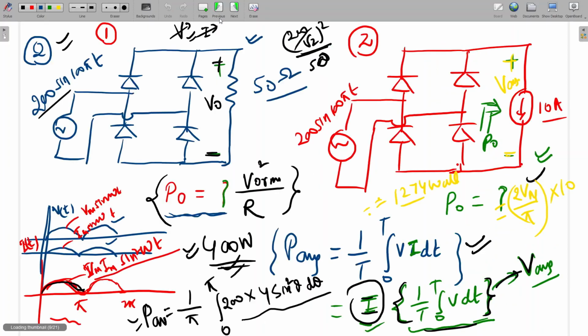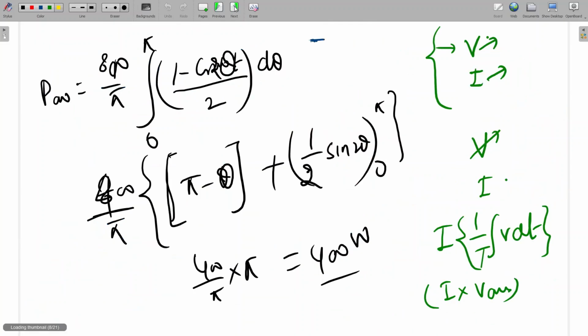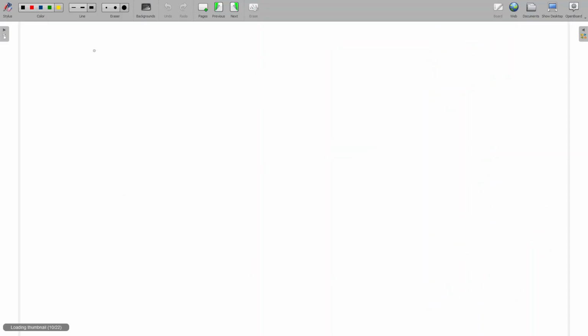Sir, in the previous diagram, for the resistor load we took the RMS value. Here, why did we take the average value in the second case diagram? Again, I'm explaining the same thing. The basic formula we should remember: P average for any two waveforms, one is a voltage waveform, one is a current waveform.